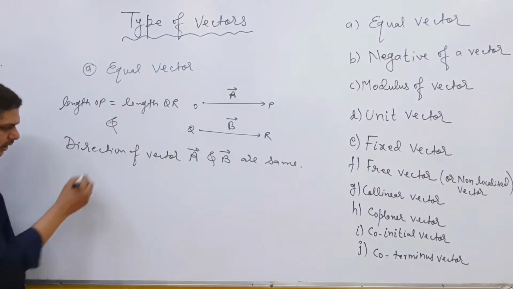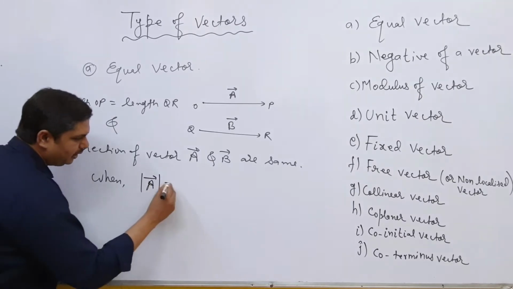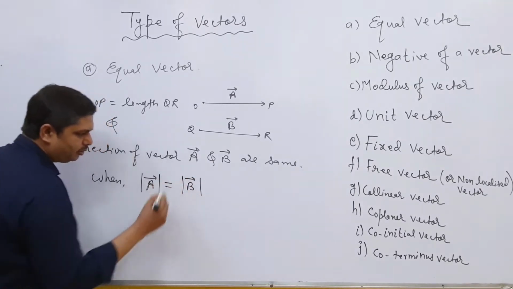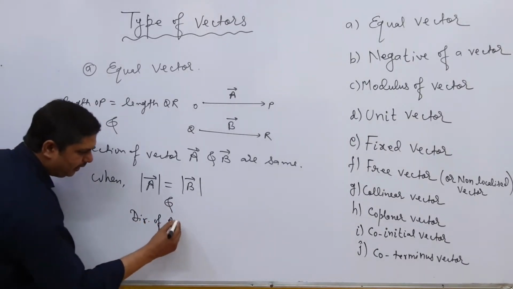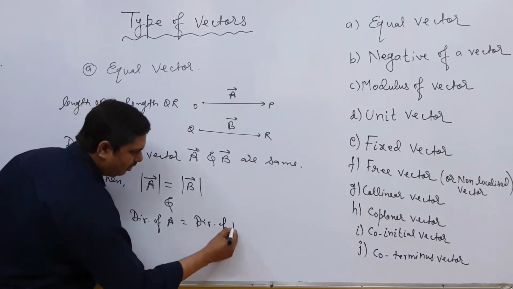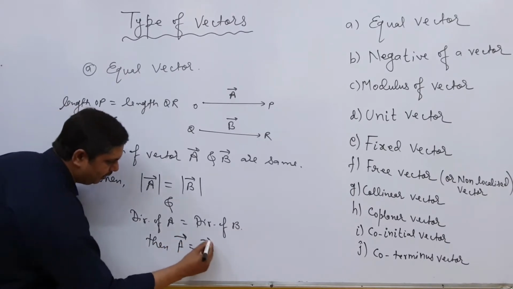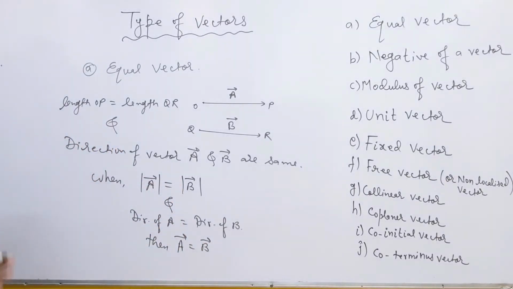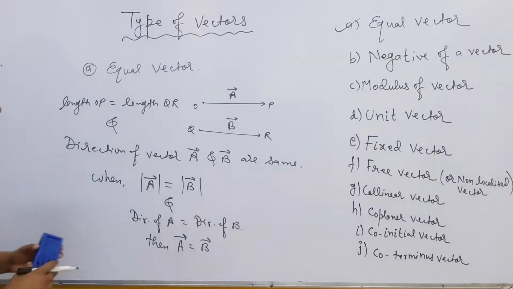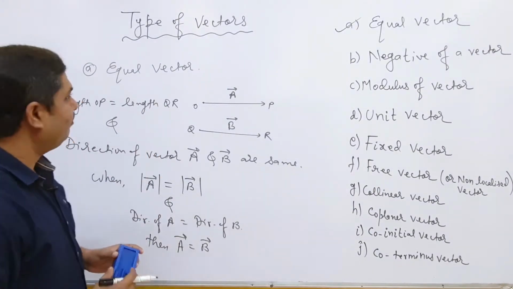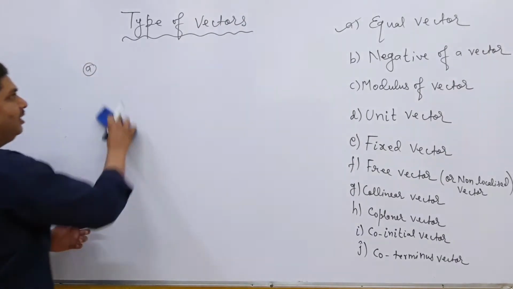It can be written as: when A magnitude is equal to B magnitude and direction of A is equal to direction of B, then vector A is equal to vector B. This is said to be equal vector. So you have learned what is equal vector. Now next you are going to learn negative of a vector.